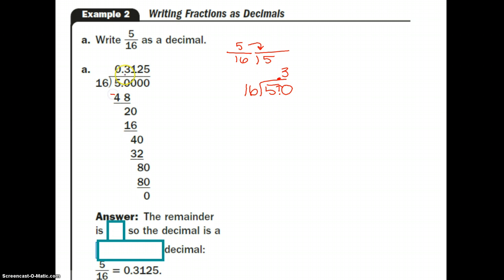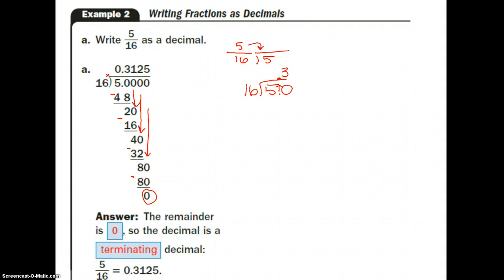You keep going and you multiply 3 times 16, which is 48, subtract, bring down the 0. How many times does 16 go into 20? Once, subtract, you get 4, bring down the 0. 16 into 40 is twice, subtract, have the 8, bring down the 0. 16 into 80 is 5 times, subtract, you get a remainder of 0. Once the remainder is 0, you have a terminating decimal, which is 0.3125.